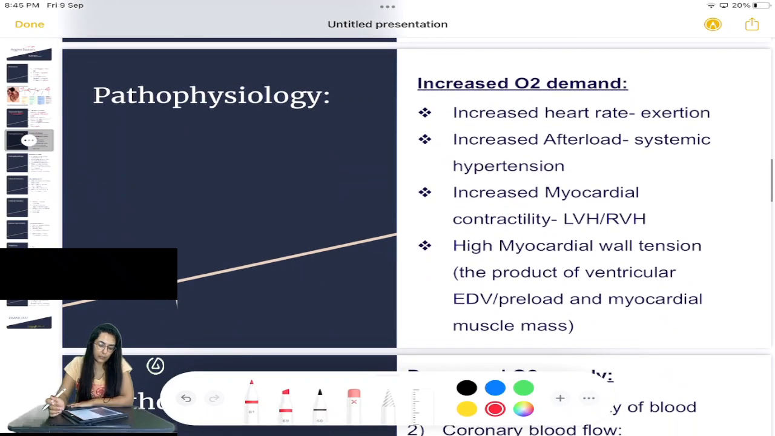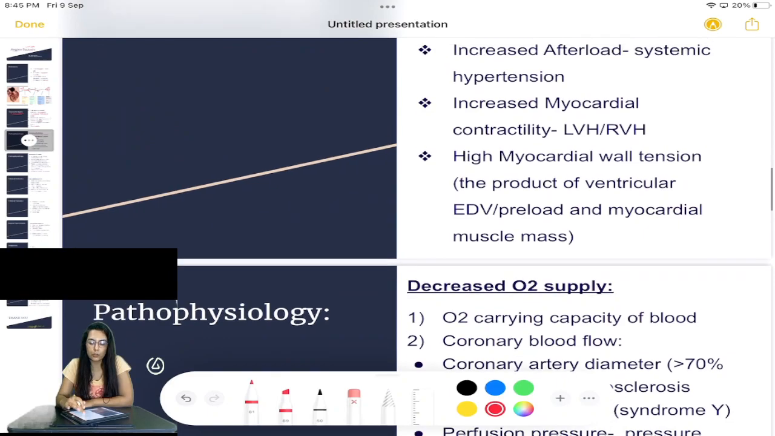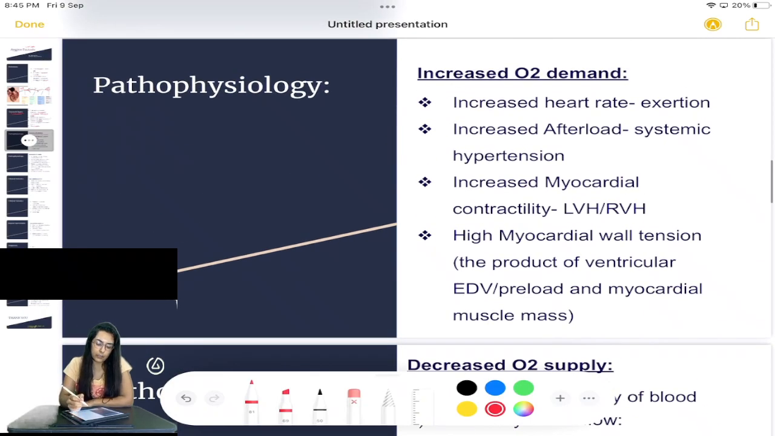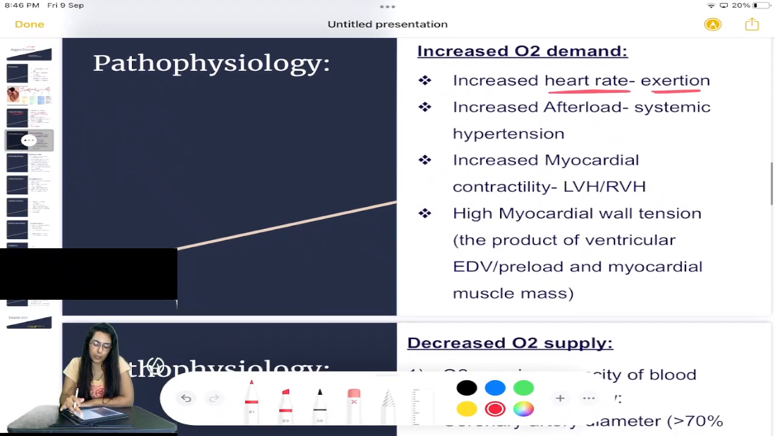First, pathophysiology of stable angina. There is a mismatch between O2 demand and O2 supply. O2 demand increases by a few factors and O2 supply decreases. What are the factors that increase O2 demand? First is increased heart rate. Anything that increases the workload of the heart will increase O2 demand. Increased heart rate can be seen during exertion or stress, physical or emotional stress like anxiety. Cold also increases the O2 demand of the heart.